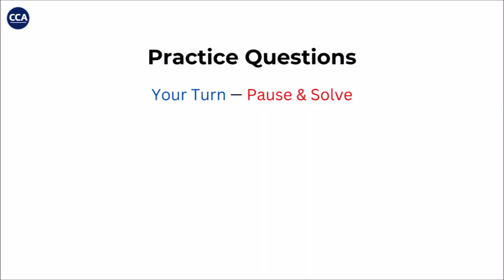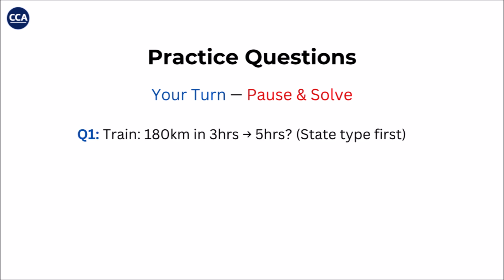Now, here are some practice questions for you. Pause the video and solve these. Question 1. A train travels 180 kilometers in 3 hours. How far does it travel in 5 hours? State the proportion type first. Question 2. Solve for x. 9 over x equals 3 over 7.